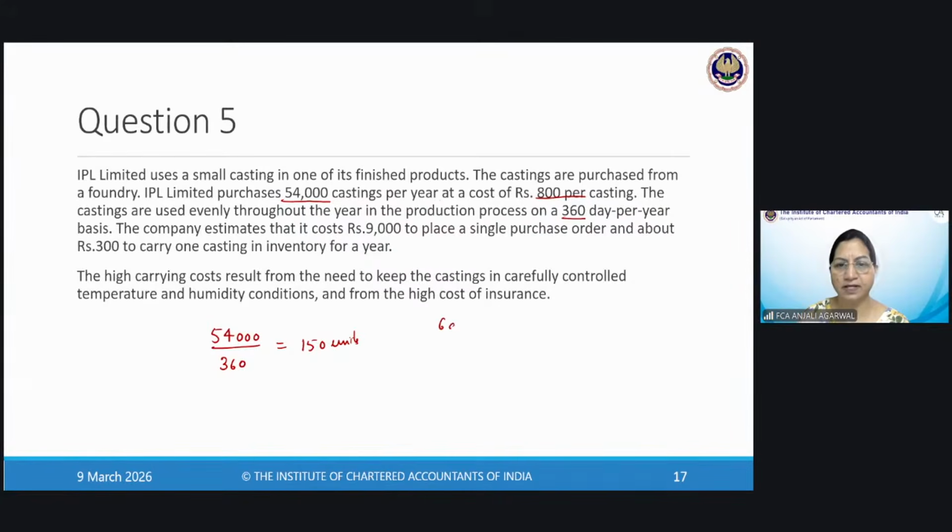So on an average, it takes 6 days. So if you keep safety stock as 0, you will be having your reorder level at 150 into 6, 900 units.